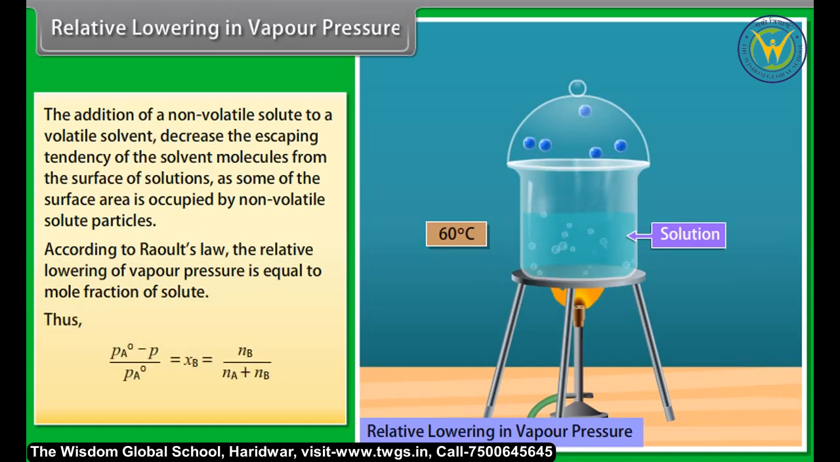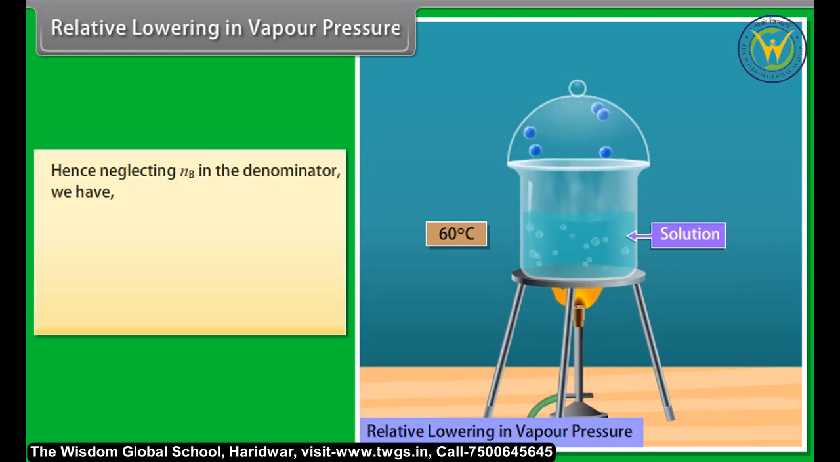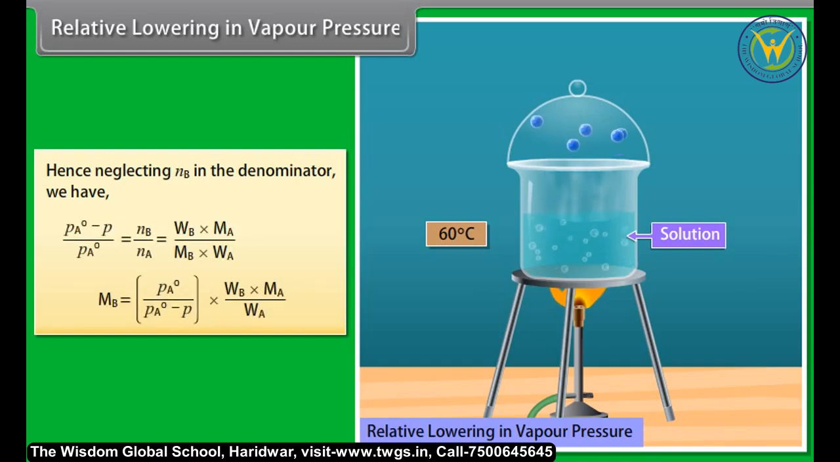Thus, (PA naught minus P) upon PA naught is equal to XB, which is equal to nB upon nA plus nB. For a dilute solution, nA is much greater than nB. Hence, neglecting nB in the denominator, we have MB is equal to PA naught upon (PA naught minus P) multiplied by WB into MA upon WA.